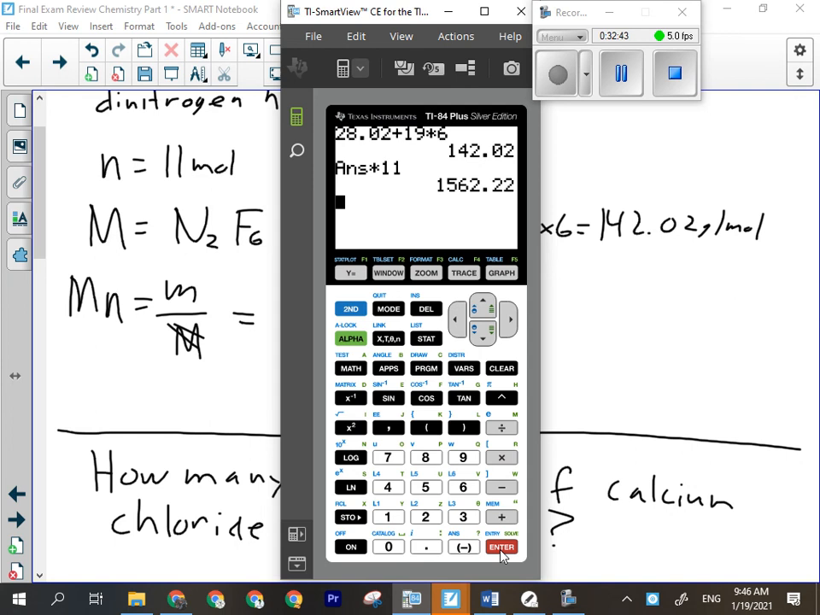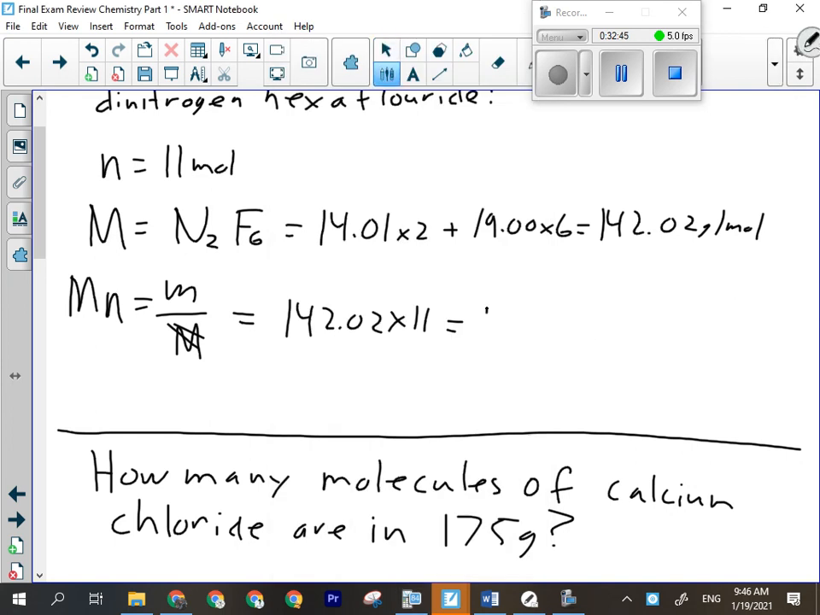So 1,562.22 grams. When you do your mole equation calculations on the final exam, remember your units. And you lose a mark if your answer does not have units on it. So make sure it has the right units on it.